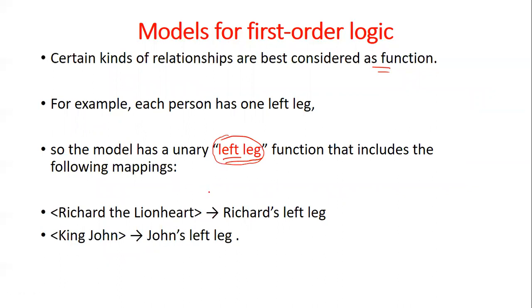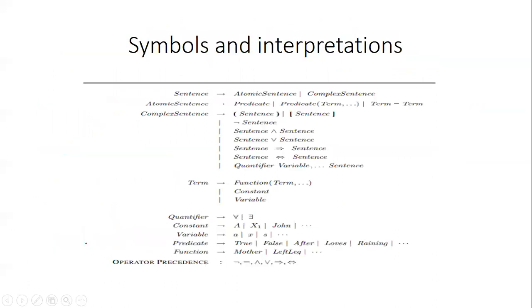In our case the left leg is applicable only for Richard and John. So when you apply left leg to Richard the Lionheart, it refers to Richard's left leg. Similarly, when you apply left leg to King John, it refers to John's left leg. So these are the symbols and interpretation in first order logic.